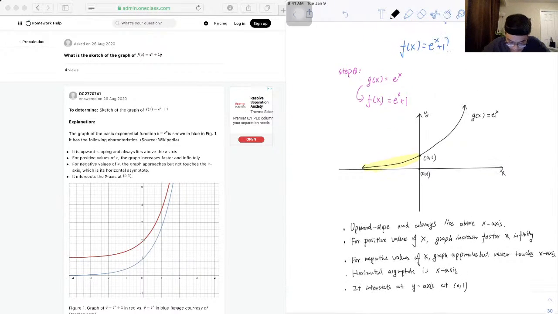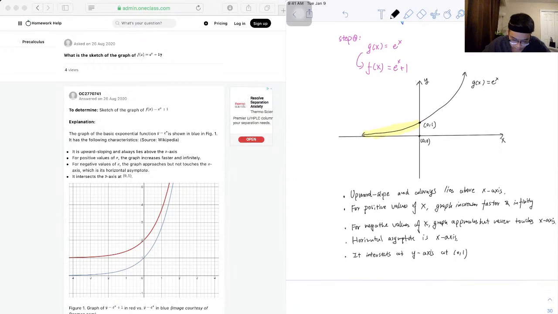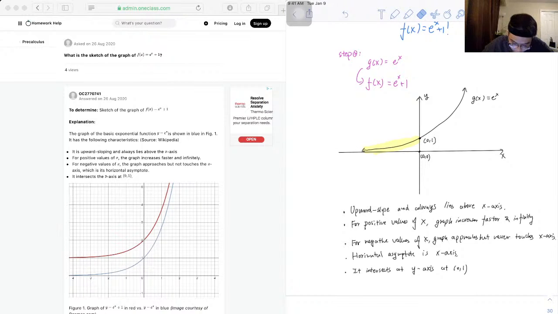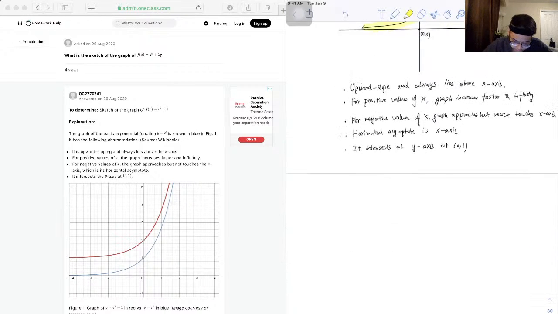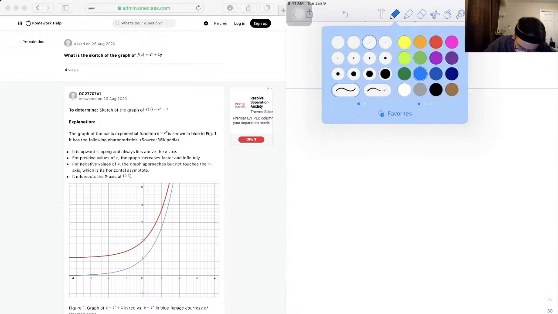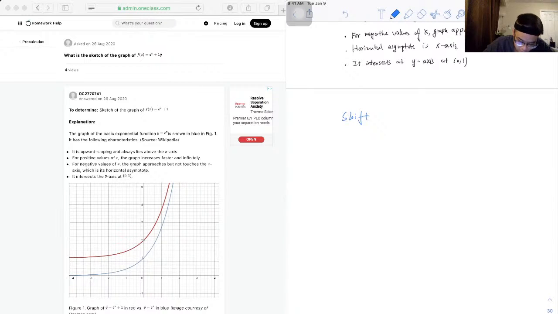Right. So by knowing this, we can do our transformation. So as you can see, from e to the exponent of x to e to the exponent of x, and then plus 1 for the y value, which means we just shift the whole graph 1 unit upward. So let's write it on here. Shift the graph 1 unit upward.